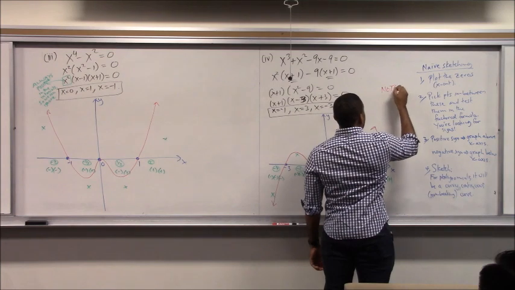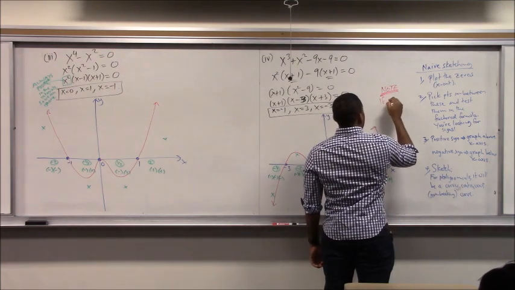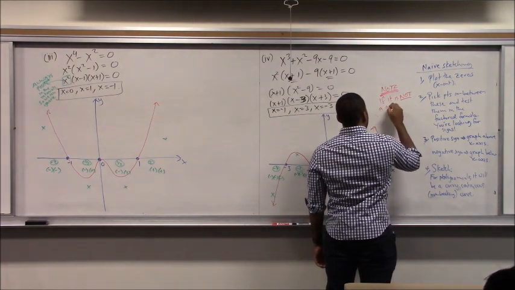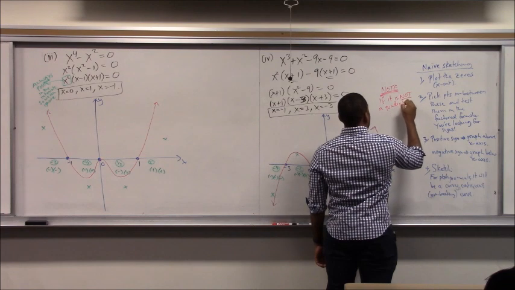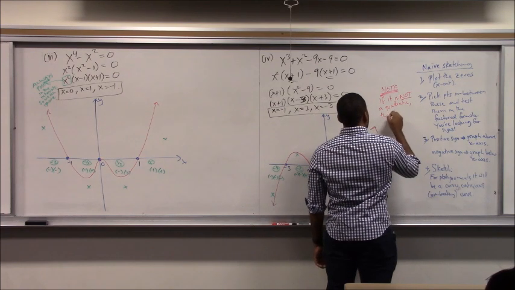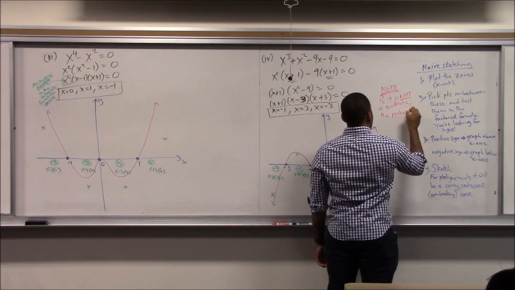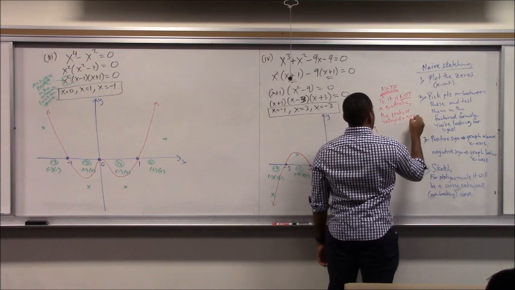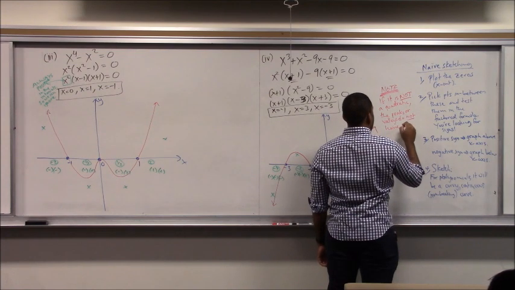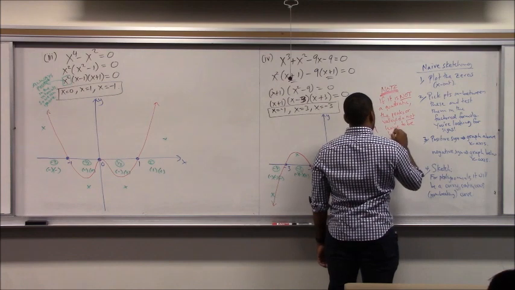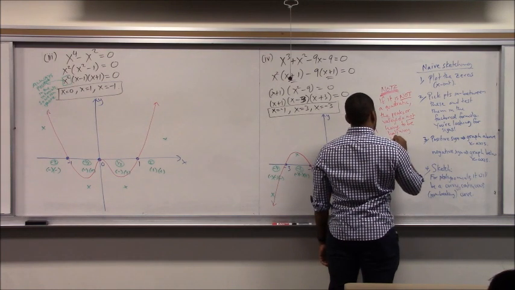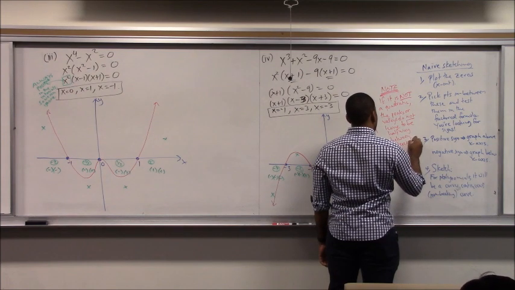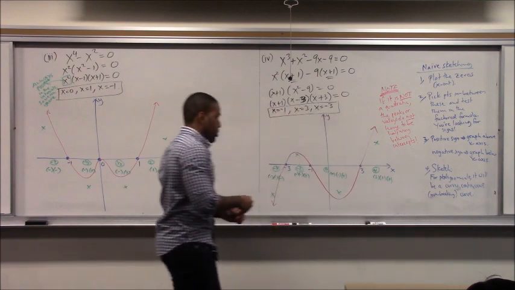Note, if it is not a quadratic, the peaks or valleys do not have to be halfway between intercepts. That's only true for parabolas.